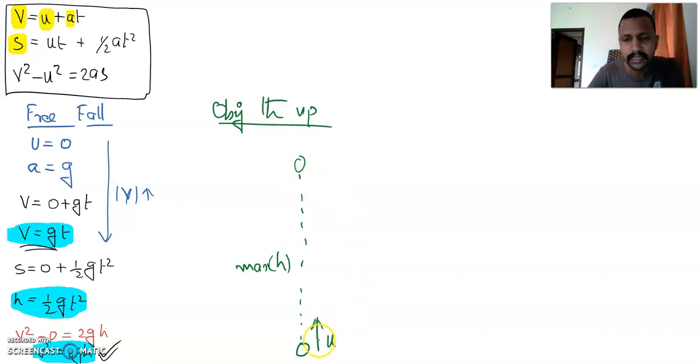As the substance is moving up, its velocity will decrease, and at the highest point, the final velocity will be 0. This is the key thing that you have to understand in object thrown upwards. In the object thrown upwards situation, the final velocity is 0. Since the magnitude of velocity is decreasing, you could take acceleration as minus g.